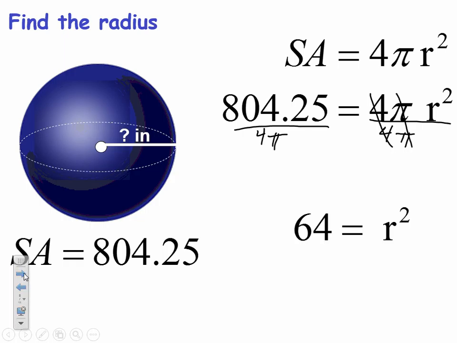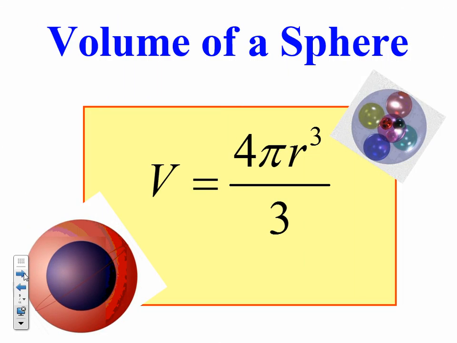Now to undo the squared, remember, how do we undo a squared? We do the inverse, which is square root. So you come up with a radius of 8, okay? Radius of 8. All right, so next formula we need to write in our foldable is volume.